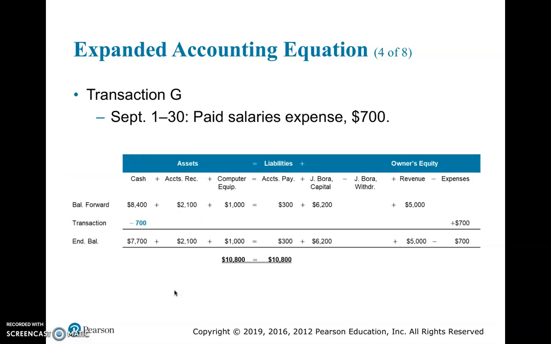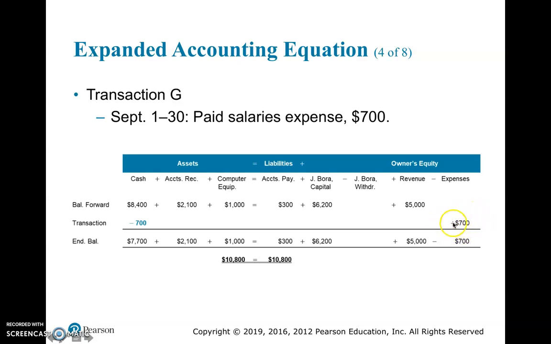The next transaction is paying expenses. What expense? Salary expense. Whenever you see the word paid, it means cash decreased because we paid it with cash. So in this case, cash goes down by $700, and a component of owner's equity, which is an expense, also has $700.